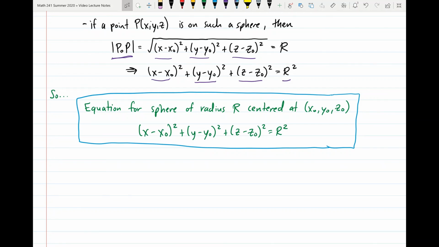Okay, so that's all of the material for section 12.1. Stay tuned for section 12.2.